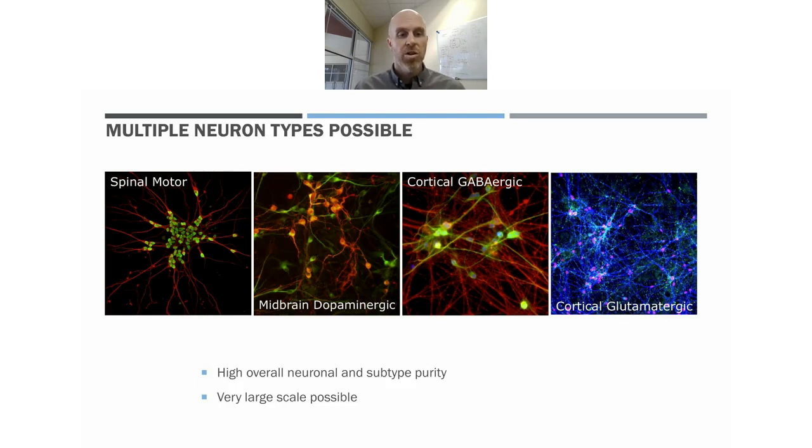But as I mentioned, a large number of cell types are possible. Described in the literature, there may be 20 to 30 different types. From a commercial perspective, typically 7 or 8 different types are made. So we produce the spinal motor neurons and dopaminergic and GABAergic and cortical glutamatergic as well. And in our hands, we can make these at relatively large scale. And the goal is also obviously to make them very pure.